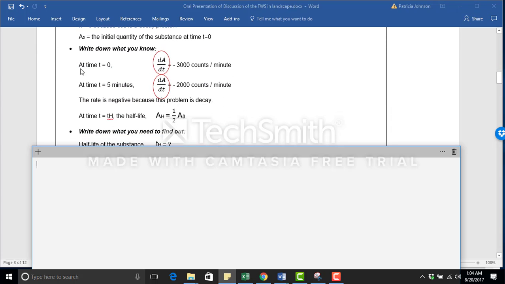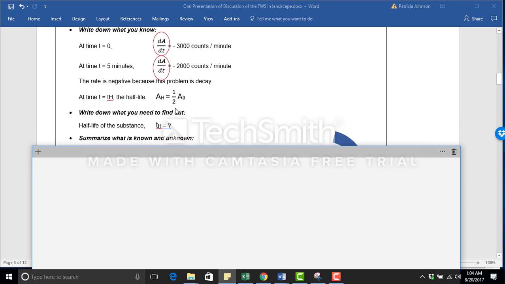Let's write down what we know. We know the rate of decay is minus 3,000 counts per minute at time equals 0. We know that the rate of decay is minus 2,000 counts per minute at time equals 5. It's negative because this is a decay problem. We use the derivative of A with respect to t to denote the rate. By definition, at the half-life, we have 1/2 of the original quantity of substance remaining.